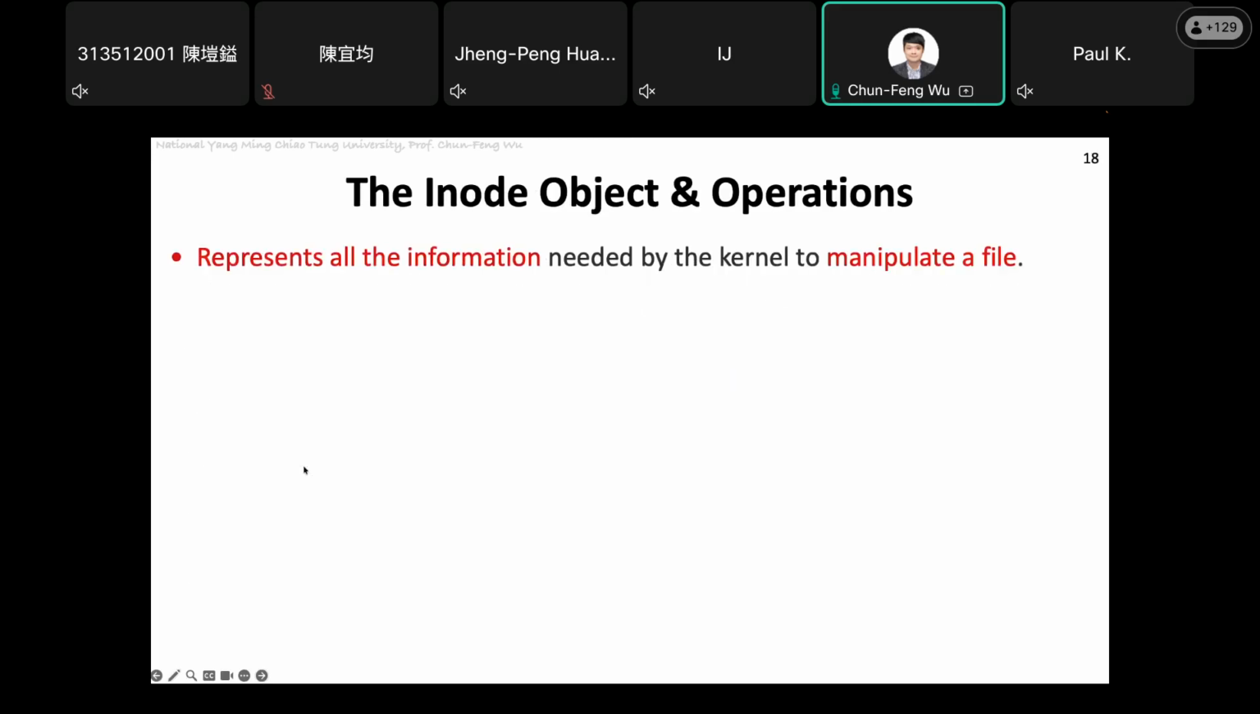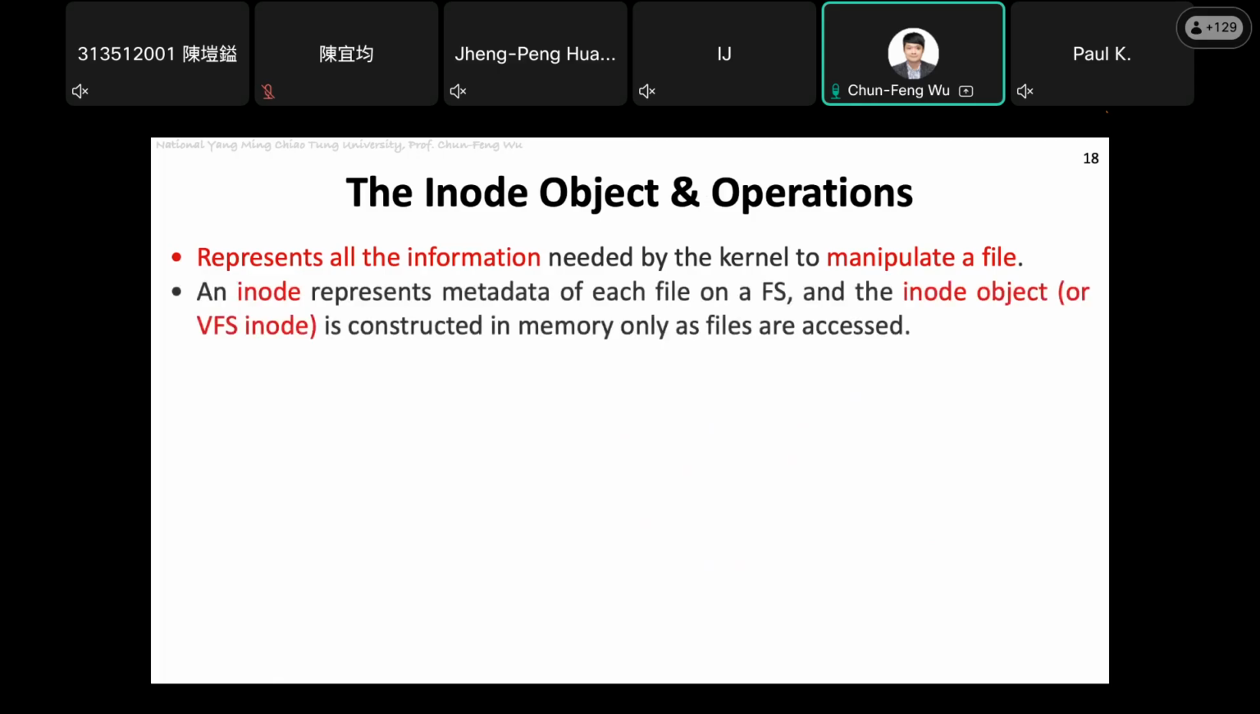Okay. So the second one is about the inode objects. It represents all the information needed by the kernel to manipulate a file stored in the storage device. An inode represents the metadata of each file on the file system, and the inode object is constructed in memory only as files are accessed. Again, an inode as a data structure is stored on the hard disk drive or SSD, and it describes the corresponding file.